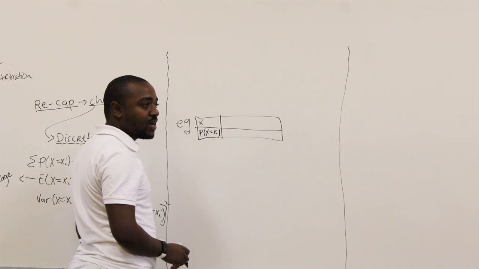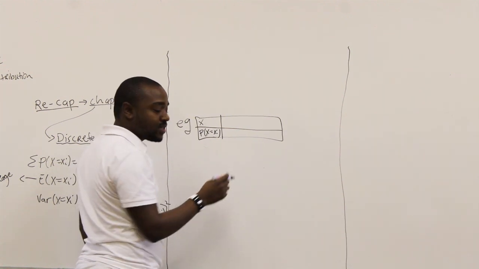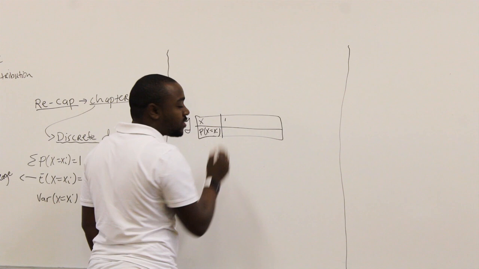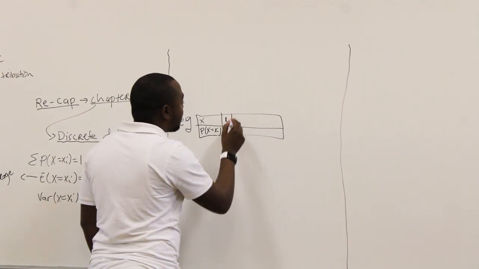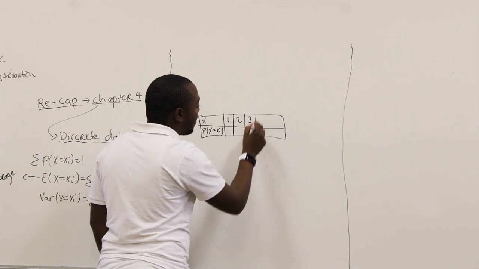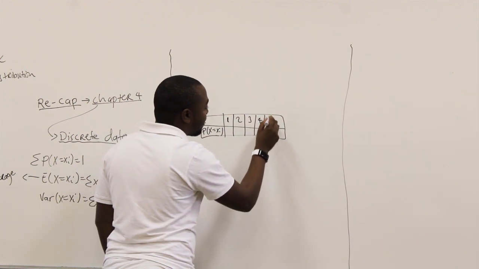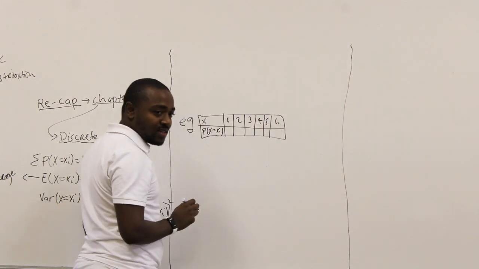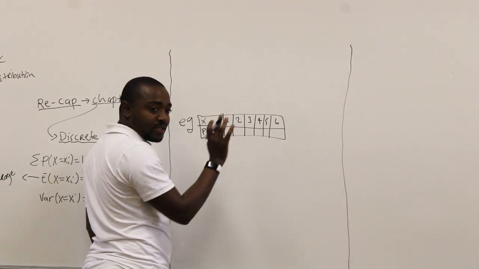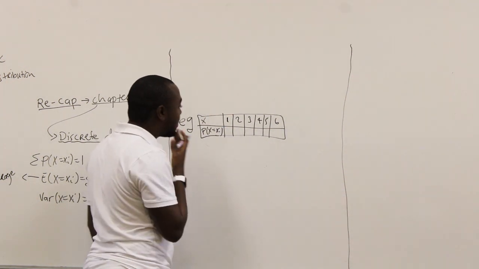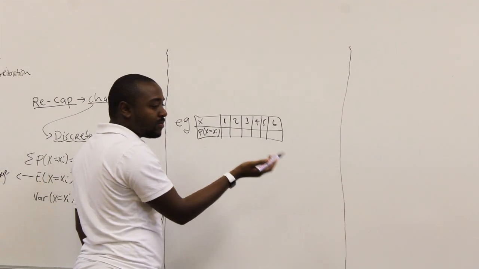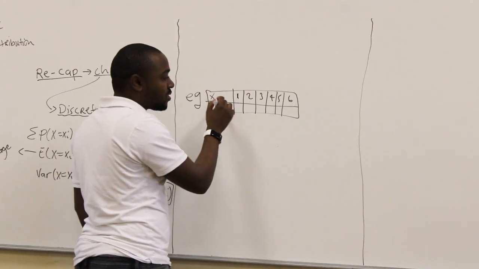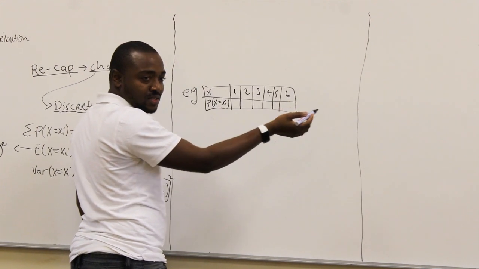For instance, if you take a die, how many outcomes does a die have? Six: 1, 2, 3, 4, 5, and 6. This is just one die, rolling just one die. The outcomes here are the results of a random experiment, that's fine.